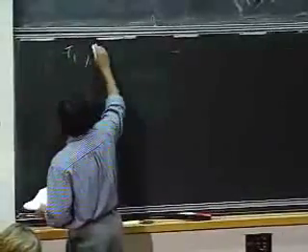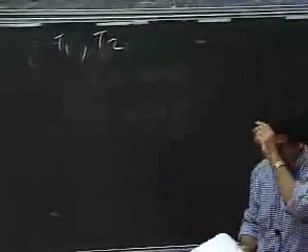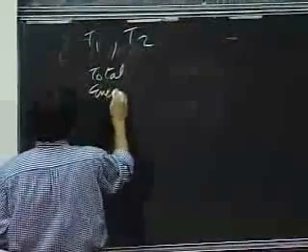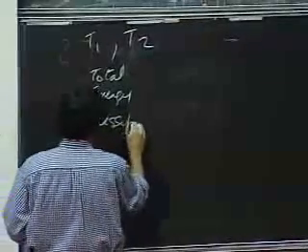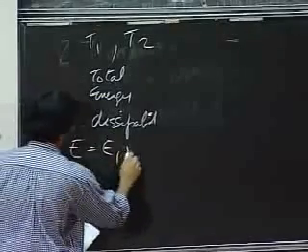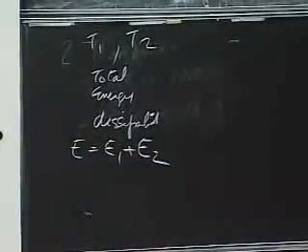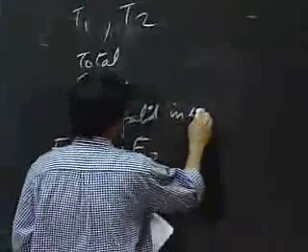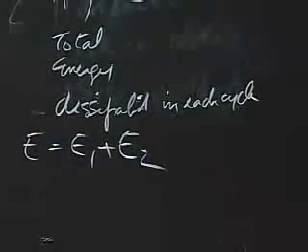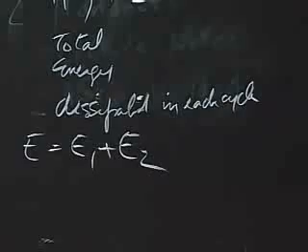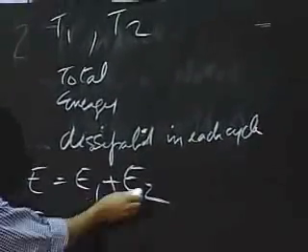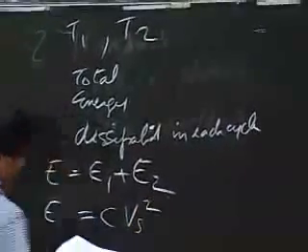So let's put T1 and T2 together and look at the total energy dissipated. E is simply E1 plus E2, dissipated in each cycle, assuming T1 and T2 are much larger than the respective time constants. And I know that each is half C Vs squared, so this is simply C Vs squared.